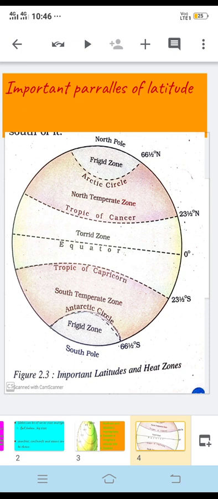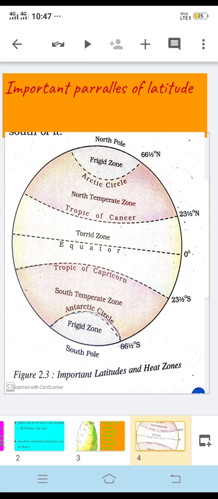Why is this area called the torrid zone? Because it receives a lot of heat from the sun, because the sun rays fall directly on the equator. So this area is quite hot, and it is called the torrid zone. Then the midday sun never shines overhead on any latitude beyond the Tropic of Cancer and the Tropic of Capricorn. Okay, you remember this.